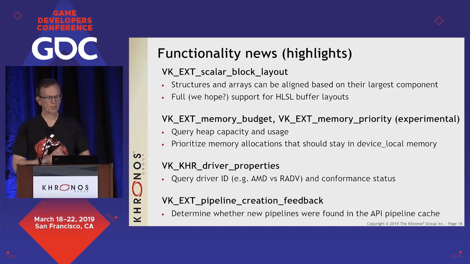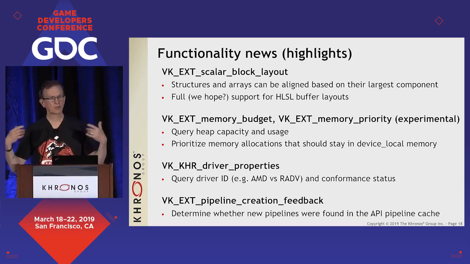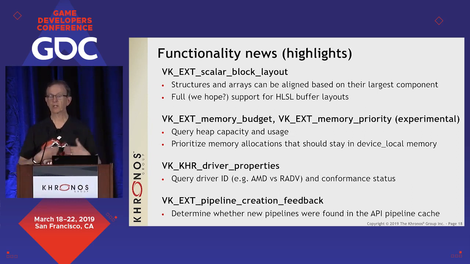I particularly want to mention pipeline creation feedback. This is brand new. We released it last weekend. And the whole concept is only, what, 4 weeks old, 6 weeks old? It's very recent. The issue here is, particularly if you're using a legacy engine that likes to create pipelines all over the place, you know that if you don't warm up your pipeline cache, you're going to get hitching, because every so often the driver will just stop and spend a couple of milliseconds compiling a pipeline.